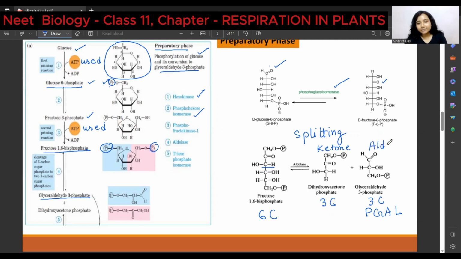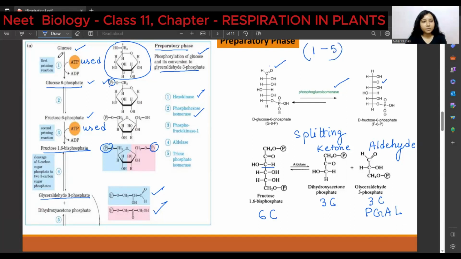So this is an aldehyde. Whenever there is a CHO group, it is an aldehyde, and whenever there is a carbonyl group there, it is a ketone, right? You will be learning this in organic chemistry. So once we can see the splitting is happening, you can see here. Now the fifth step, that is the last step of the preparatory phase. So the preparatory step is from 1 to 5.